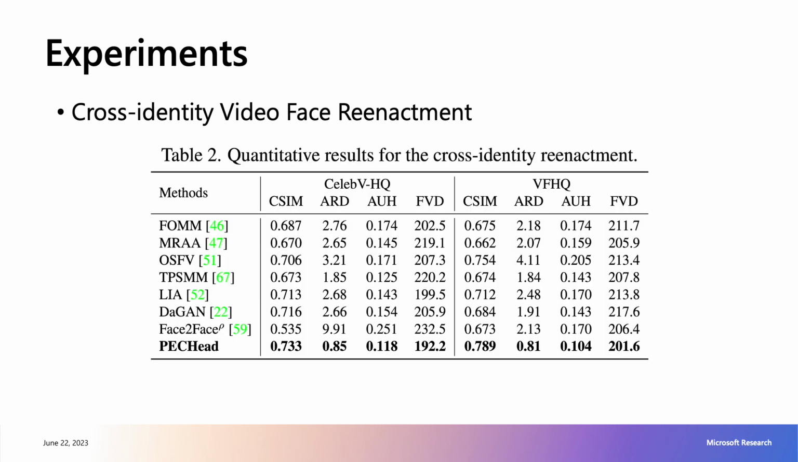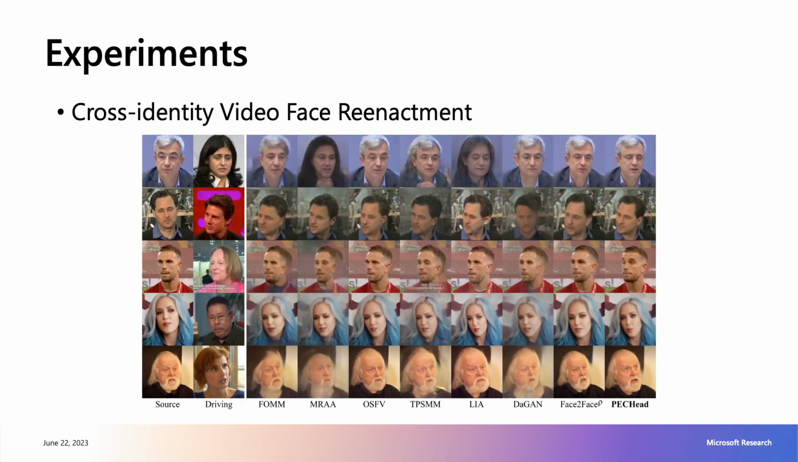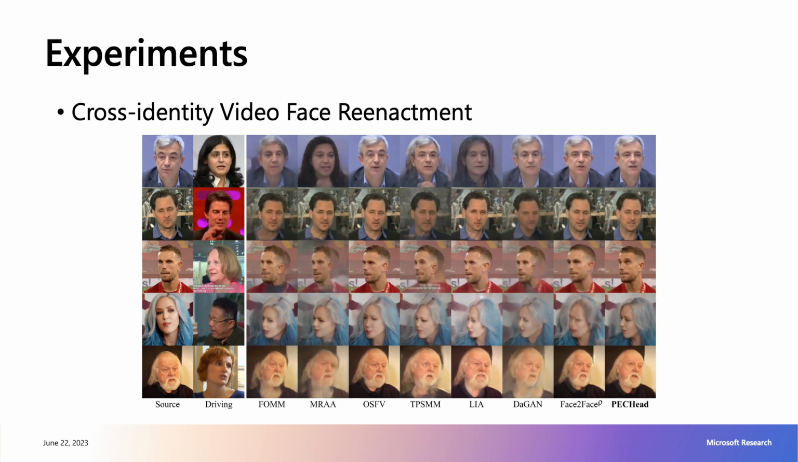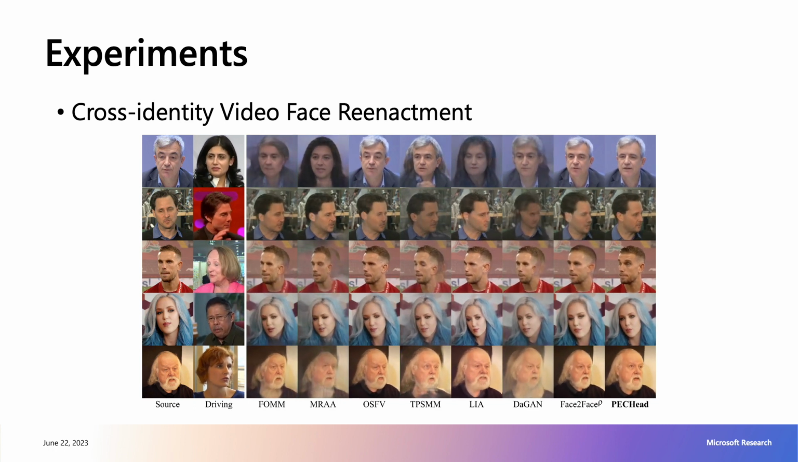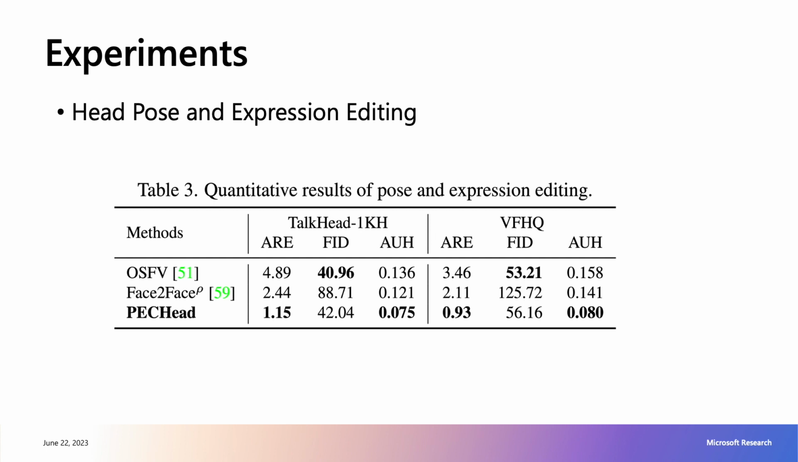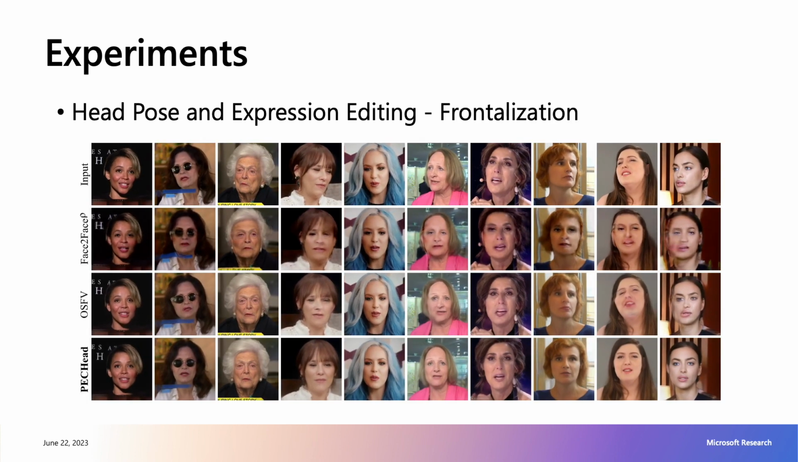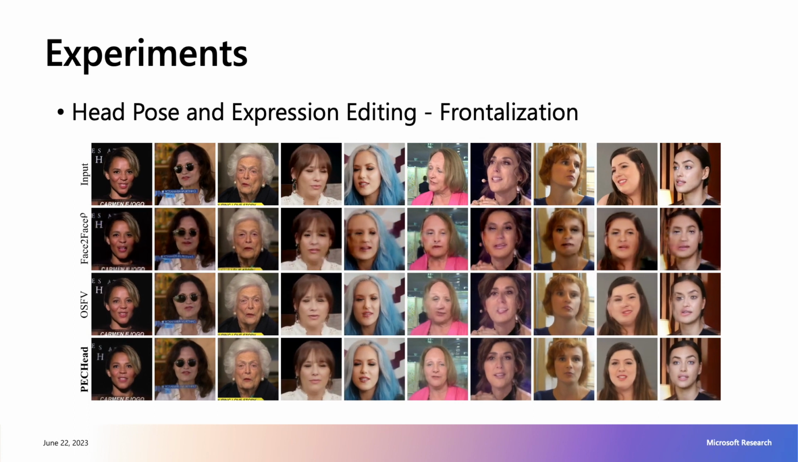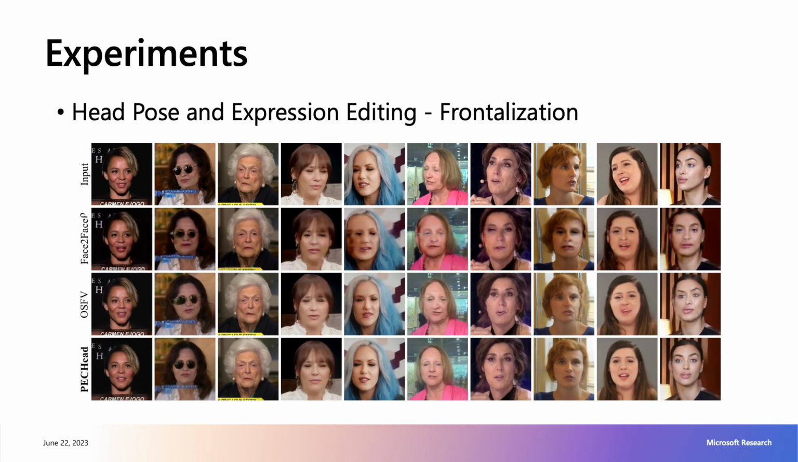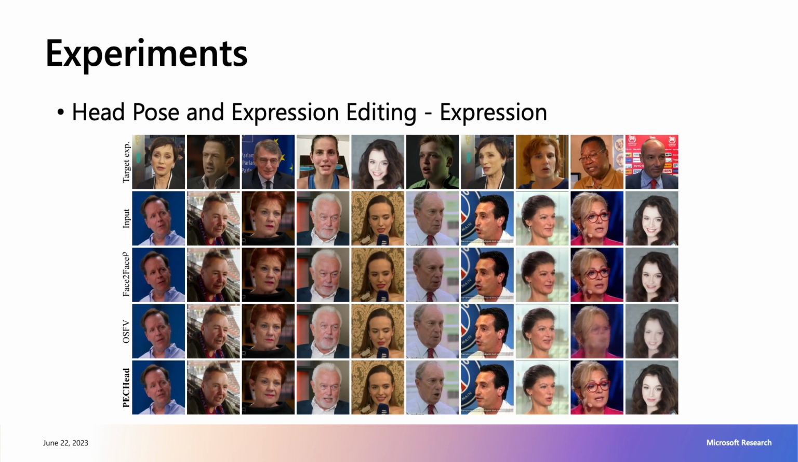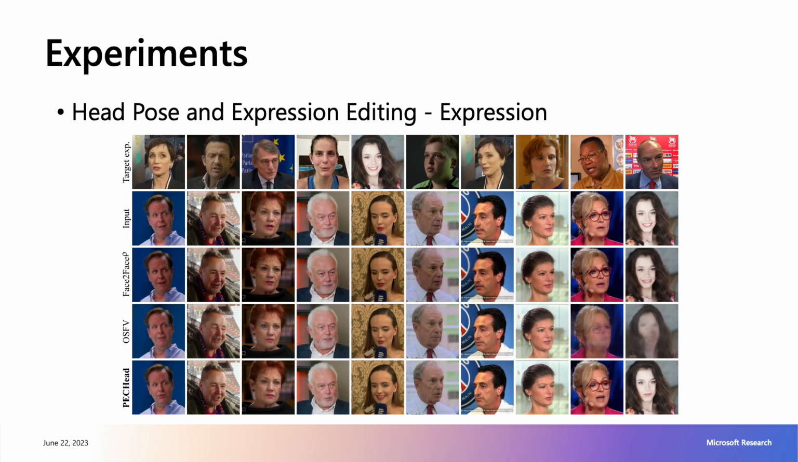We conducted experiments to explore cross-identity motion transfer, where the source and driving frames depict different individuals. Our method outperforms other techniques with the highest identity preservation ability and video quality, as well as the lowest pose angle and expression error. For head pose editing, we compare the performance of frontalization. For expression editing, we compare the performance of expression transfer. Although the OSFV has slightly better FID scores, it cannot manipulate the pose and expression well. The face-to-face row fails to estimate the flow field, causing poor results.